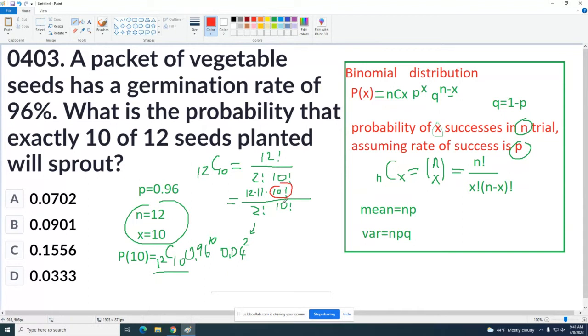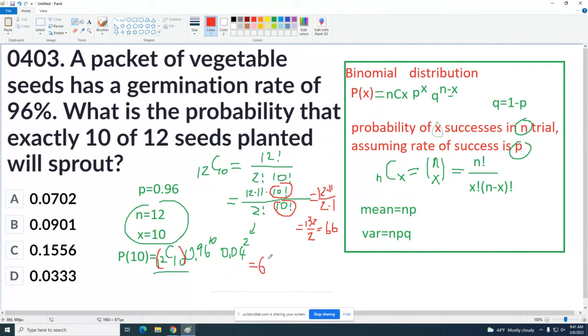So we cancel the 10 factorial in the numerator and the 10 factorial in the denominator. Those are a common factor. Then you end up having 12 times 11 over 2 times 1. Those calculations give you 12 times 11 is 132, and you divide that by 2, we have 66. So the first number here is 66.